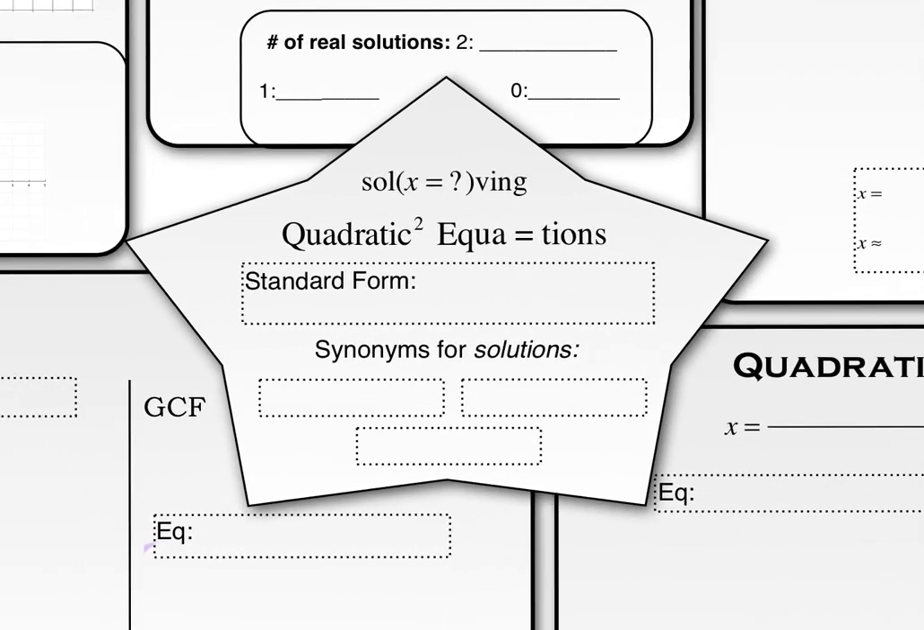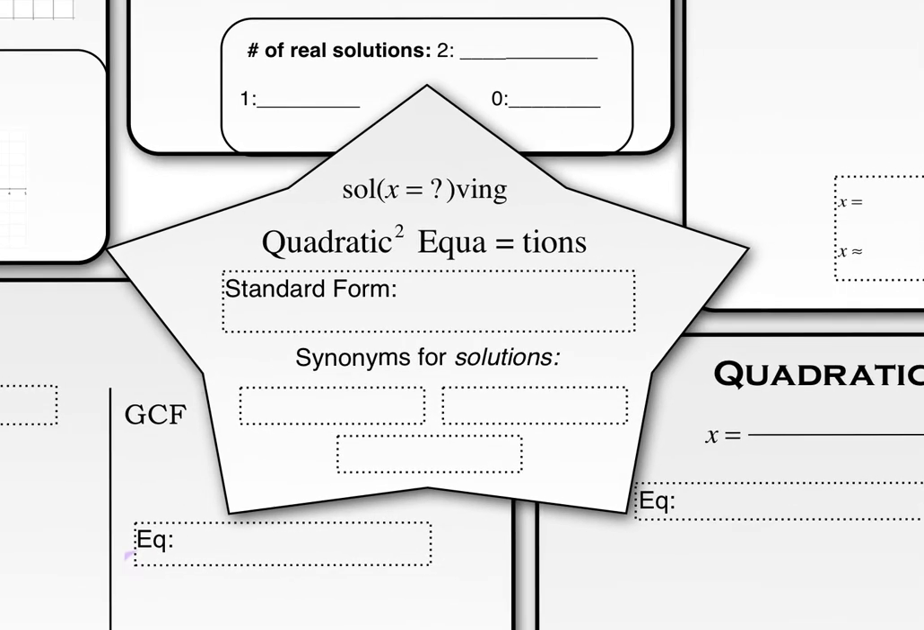So, join me in the center star. This is a 5-pointed star because there are 5 methods that we talked about. Each point of the star points to one of the methods to do this. So notice here, the first thing, solving. Of course, solving means get the value of x by itself. That's why I put the x equals blank in there.